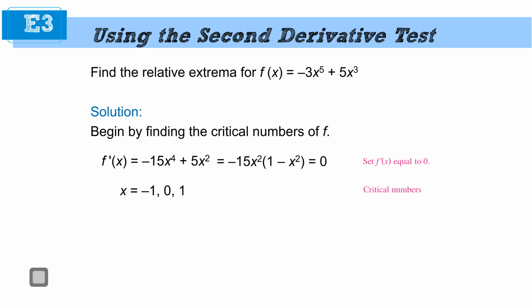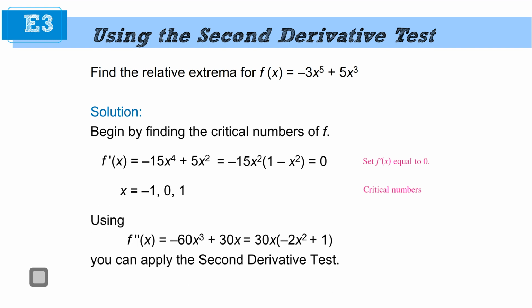Yeah, so we found some critical numbers. Well, all I did is click, but those are the critical numbers. And now the second derivative test requires that I find the second derivative. That was easy. It doesn't require a number line. I just need to test.